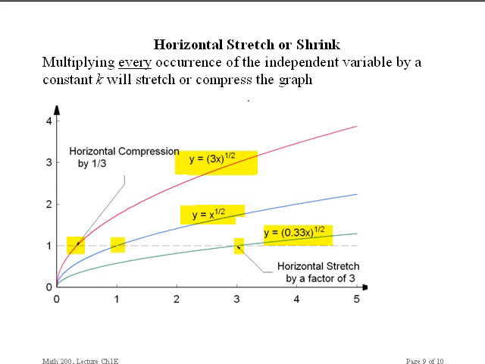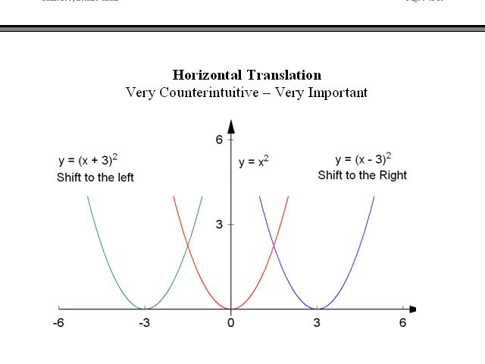For horizontal stretch or shrink, you're stretching away from the y-axis or compressing into the y-axis. For all of these translations, the horizontal translation is probably the one you're going to use the most. It is very counterintuitive, but it is very important. It's especially important in timing switches in electrical engineering. I'm going to start here with just this parabola, y equals x squared. Now, because it's horizontal, I modify the independent variable. That will be x. So I have subtracted 3 from the x.